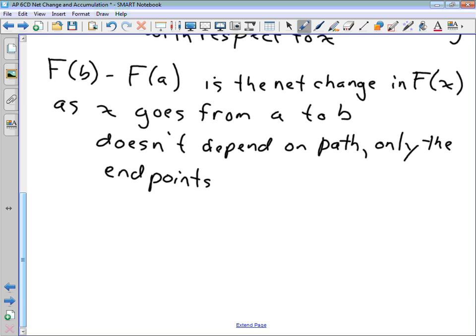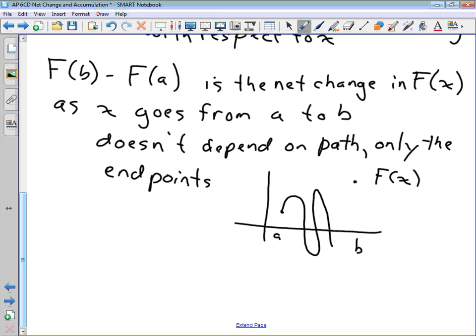In other words, if we've got our function here, capital F at x, we've got a point here at a, we've got a point over here at b, and we want to find the net change, it doesn't matter whether this thing goes up and then down and then up and then down and up like that. The net change is only telling us the difference between what is going on at this point here and at this point here. So our net change is just from there to there.